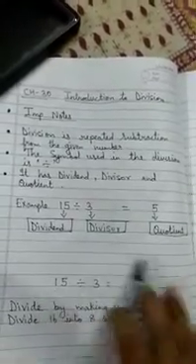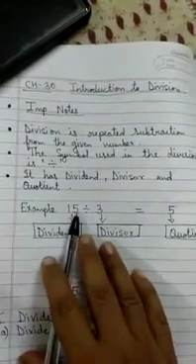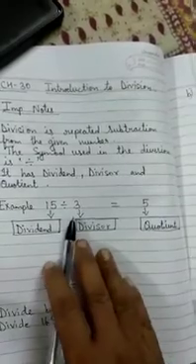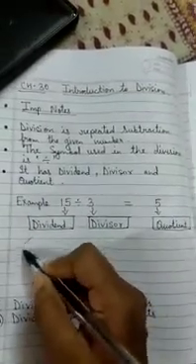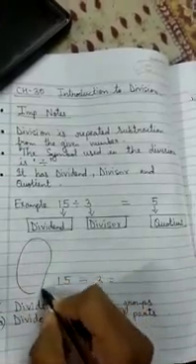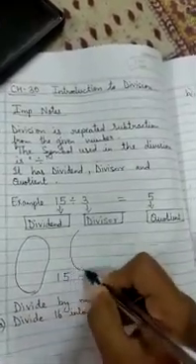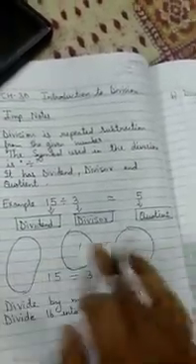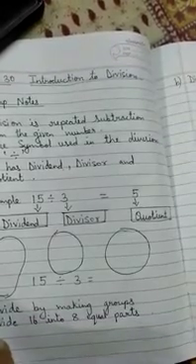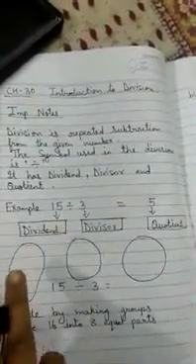For example, this is the number 15 that we have to divide, and we have to make 3 equal groups. So I will make 1, 2 and 3 groups, okay? In this, I will put one object in each group till I get 15.